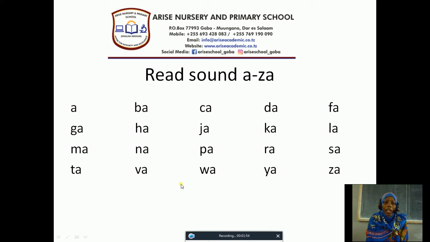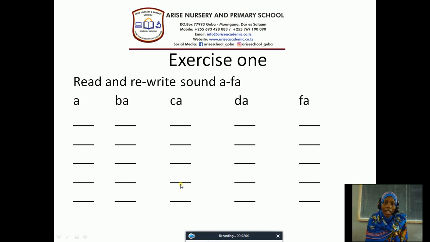Okay, you can practice reading yourself at home. Now let us proceed with another exercise. After we have read sound A up to Z together, now we are going to read and write sound A up to Fa.